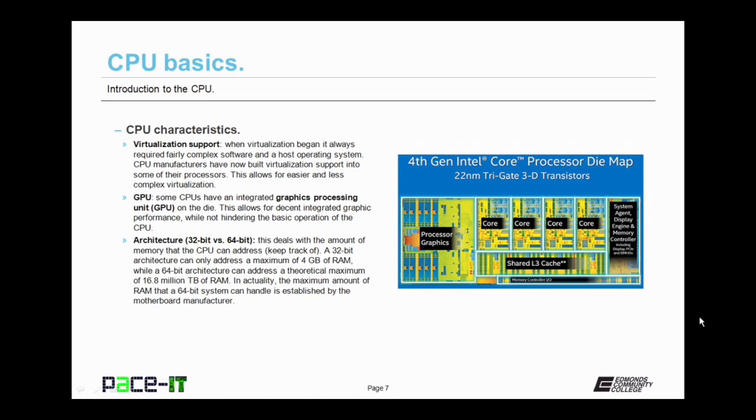Last but not least under the CPU basics is the architecture. Now this is either 32-bit or 64-bit. This deals with the amount of memory that a CPU can address, that is, keep track of. A CPU that has a 32-bit architecture can only address a maximum of 4 gigabytes of RAM, while a CPU that has a 64-bit architecture can address a theoretical maximum of 16.8 million terabytes of RAM. Man, that is just a ton of RAM. In actuality, the maximum amount of RAM that a 64-bit system can handle is established by the motherboard manufacturer.